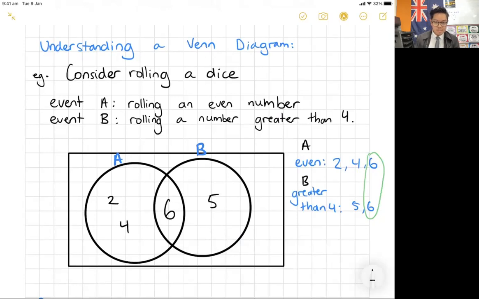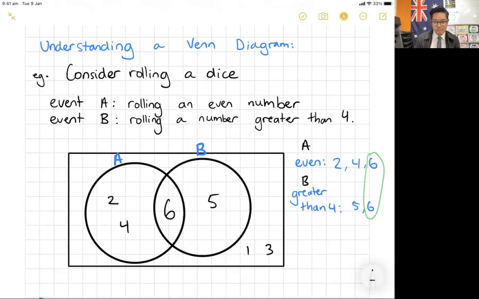Right, but we also have to look out for a couple of numbers that we haven't used yet. We haven't got 1, we haven't got 3, and I think that's it. We just don't have 1 and 3. So we're going to put 1 and 3 on the outside because they don't belong to either event A or event B. Hopefully that makes a little bit of sense.